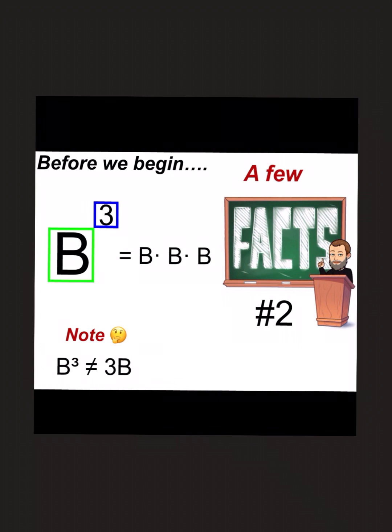Fact number 2, take a look at the model. It shows the base value being B and the exponent being the number 3. What this essentially means is that you are taking the base value B and multiplying it by itself 3 times. So B times B times B. Also look at the bottom and the note, B to the 3rd power is not the same thing as saying 3b or 3 multiplied by b.